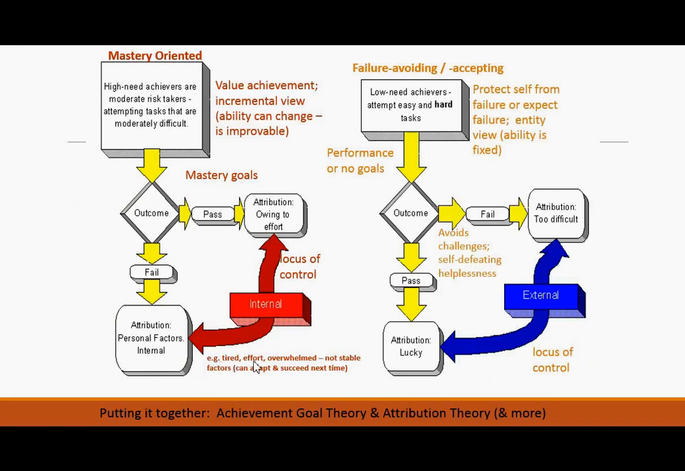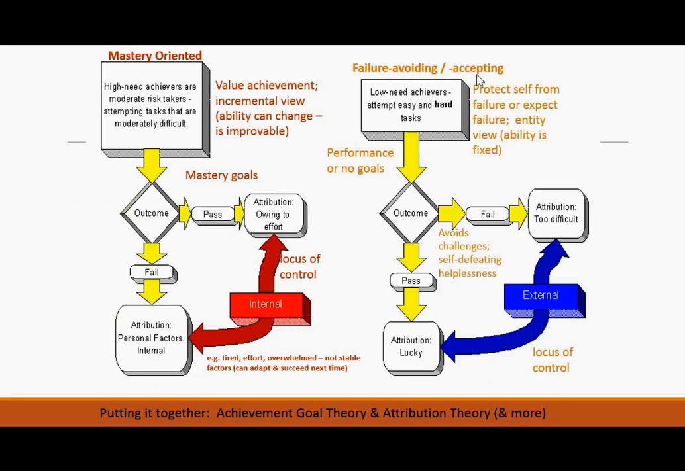Maybe I was tired. Maybe I didn't put in enough effort. Maybe I got overwhelmed. But not stable factors. Because I have this incremental view, I can adapt and succeed next time. There is hope for these people. Okay? If I pass, I take credit for my effort, and my locus of control is internal either way.